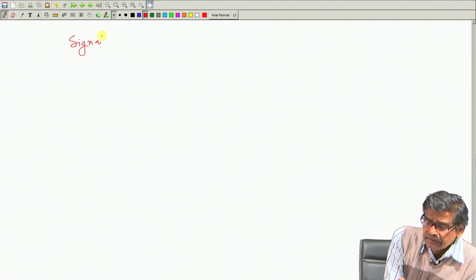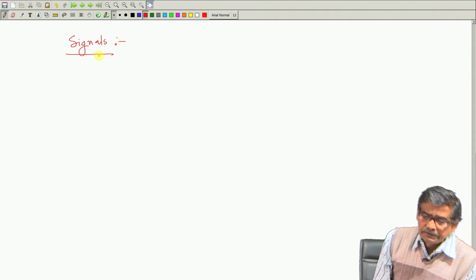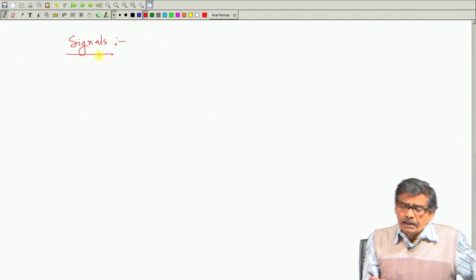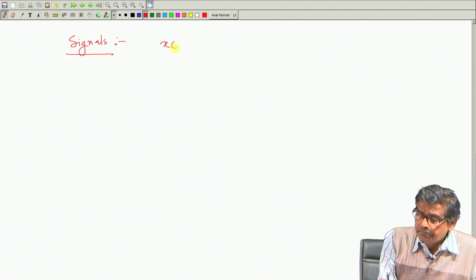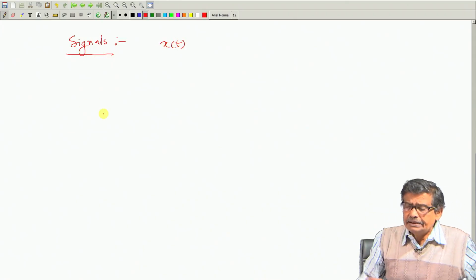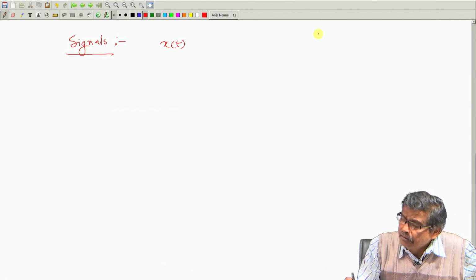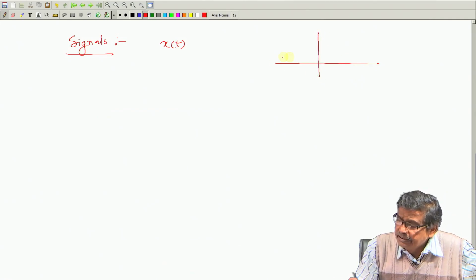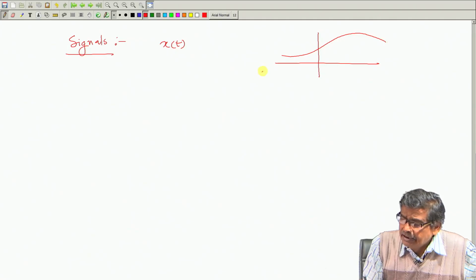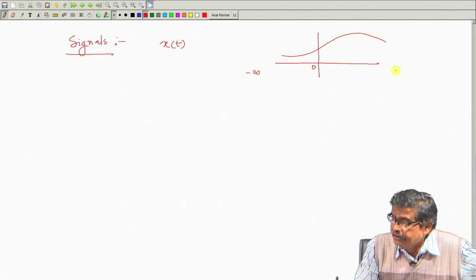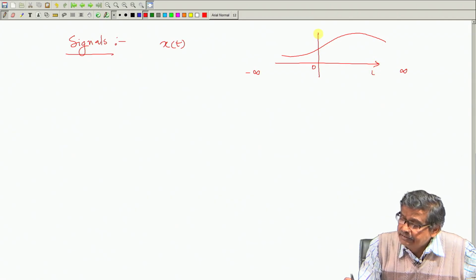Signals, very basic things, we will not go much deep into it. Any signal I will denote by x(t). It is the time description of the signal. For example, x(t) could be anything like this, with t generally ranging from minus infinity to plus infinity. This is t and this is x(t). This is how we show it.